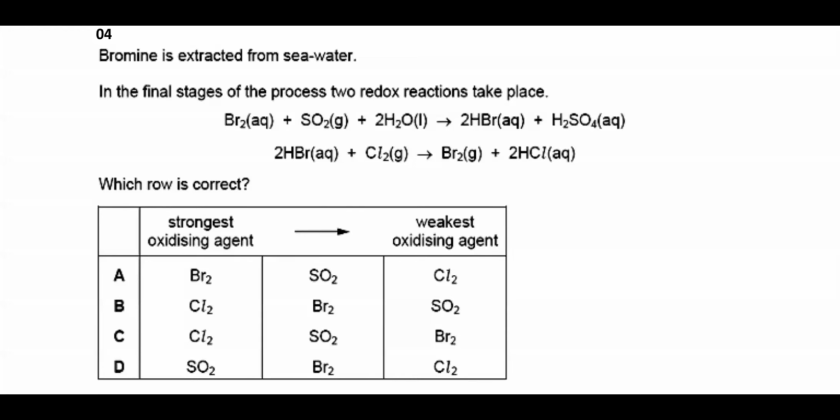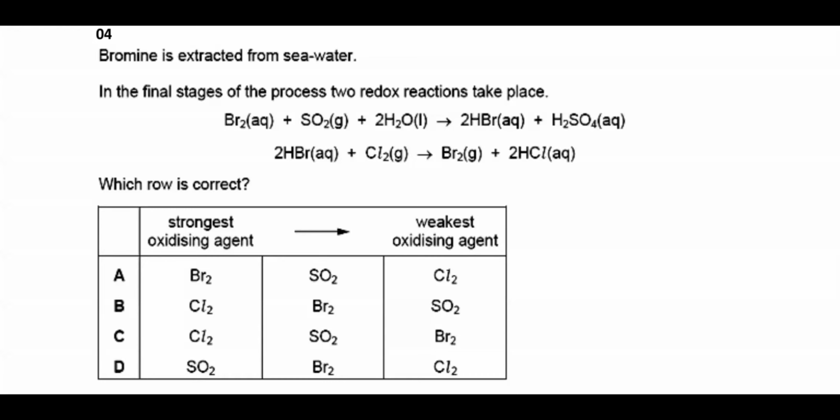नेक्स्ट, bromine is extracted from sea water. In the final stages of the process, two redox reactions take place. Br2 aqueous plus SO2 gas plus H2O liquid gives 2HBr aqueous plus H2SO4. 2HBr aqueous plus Cl2 gas gives Br2 gas plus 2HCl aqueous. Which row is correct? ब्रोमीन, सल्फर डाइऑक्साइड और क्लोरीन के ऑर्डर्स लिखे हुए हैं यहाँ पे. ओके, विच रो इज करेक्ट?